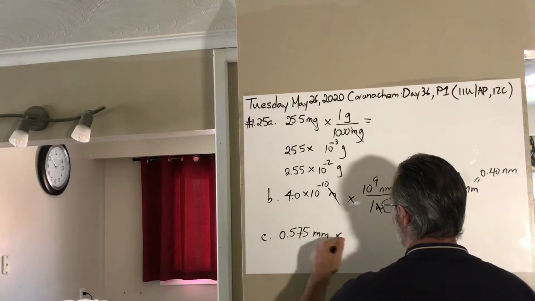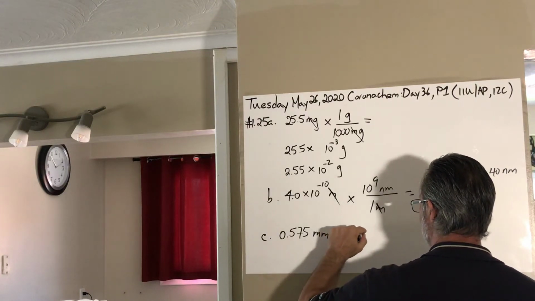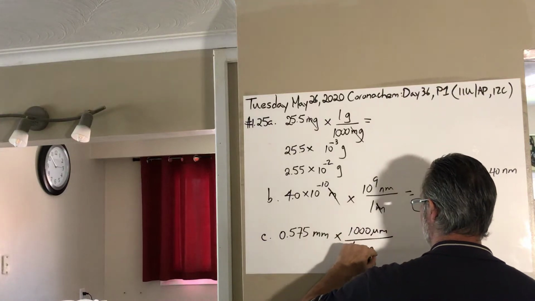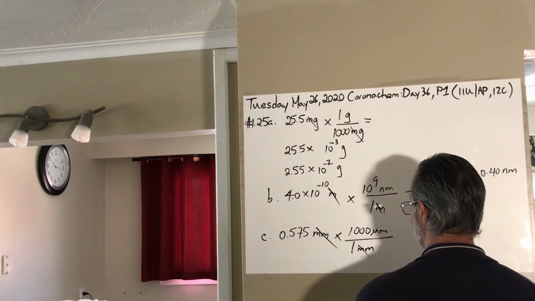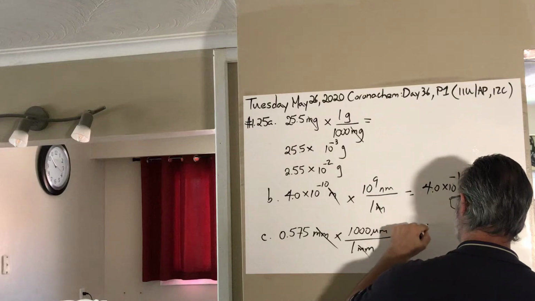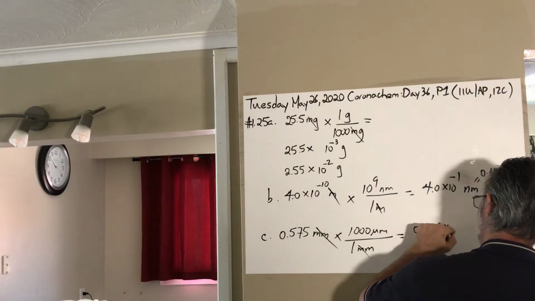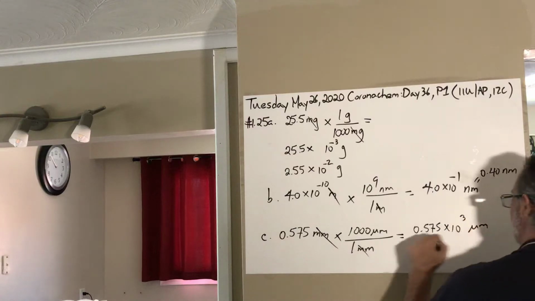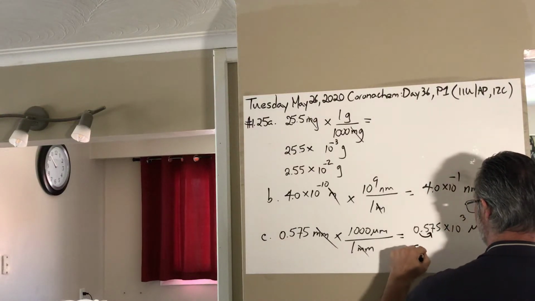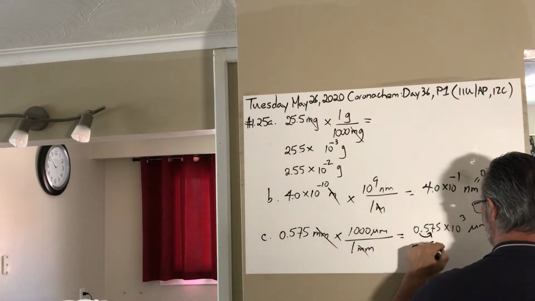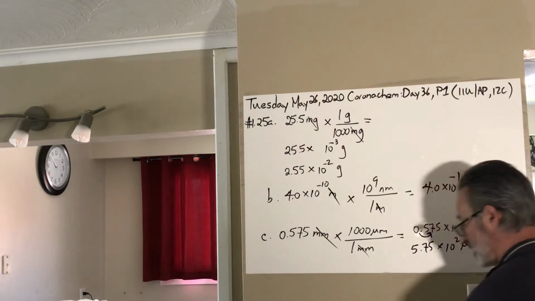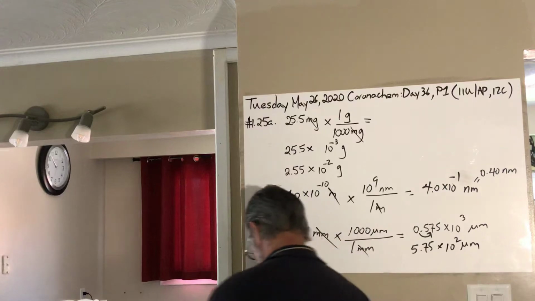I would say times 1,000 micrometers per 1 millimeter, and that right away gives you the correct answer. You're going to have 0.575 times 10 to the 3, because remember 1,000 is 10 to the 3 micrometers, and then you would convert it to 5.75. You made this 10 times bigger, so you got to make this 10 times smaller, and you get 5.75 times 10 to the 2 micrometers.